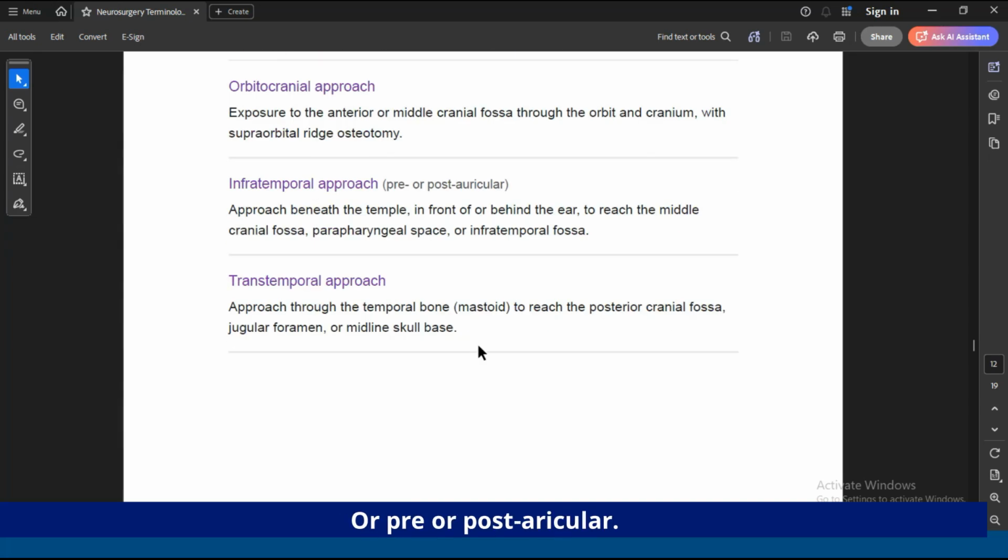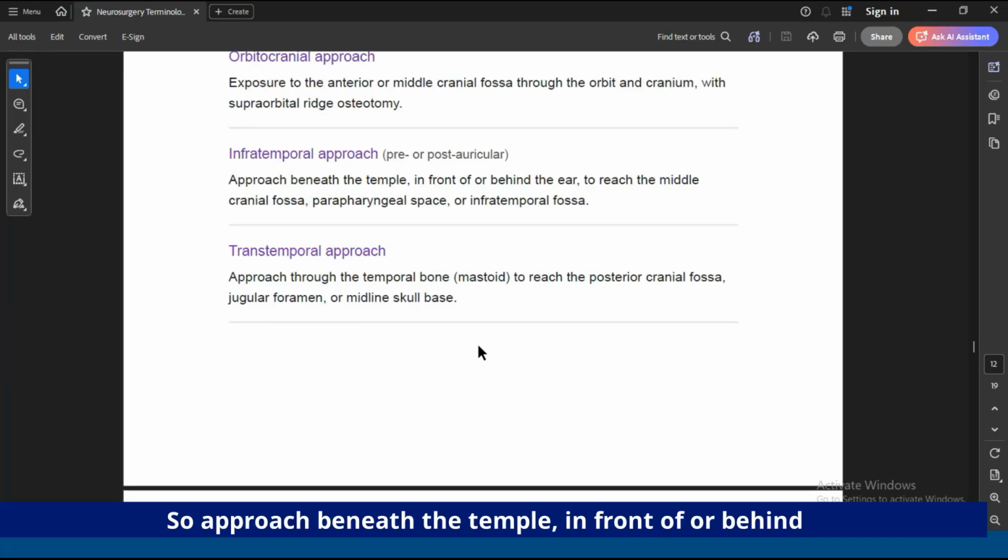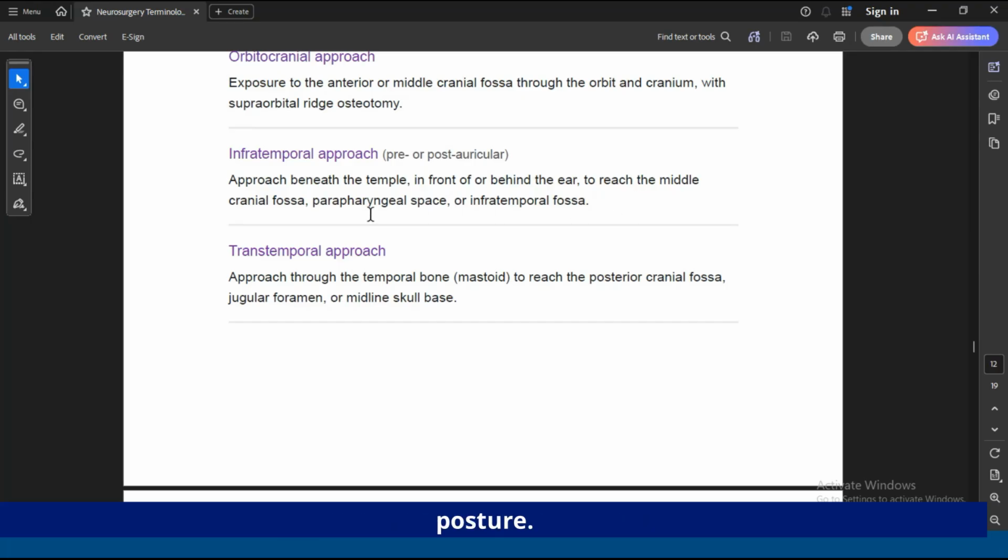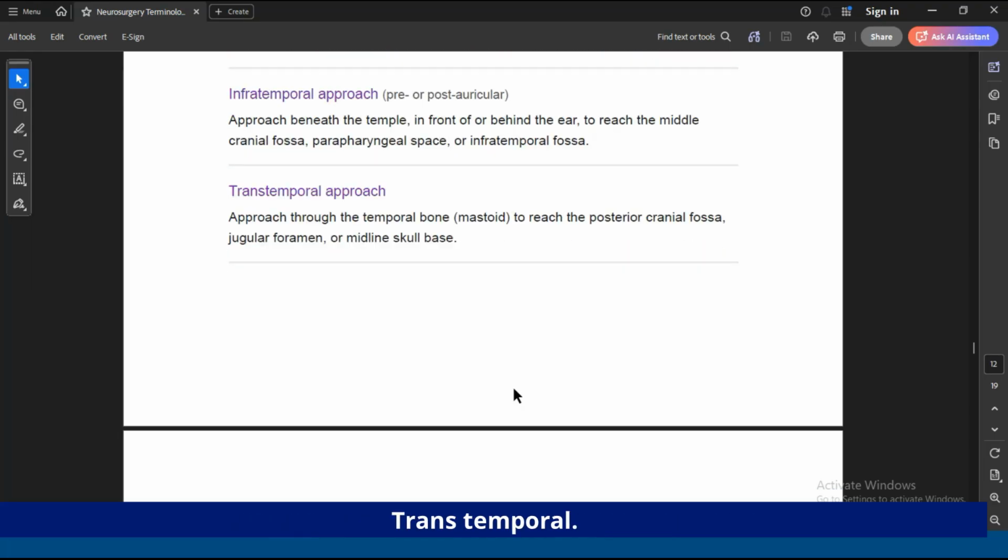Infratemporal approach or pre or post auricular. So approach beneath the temple, in front of or behind the ear to reach the middle cranial fossa, parapharyngeal space or infratemporal fossa. Transtemporal approach through the temporal bone. Trans means through, basically. Temporal bone, mastoid, to reach the posterior cranial fossa, jugular foramen or midline skull base.